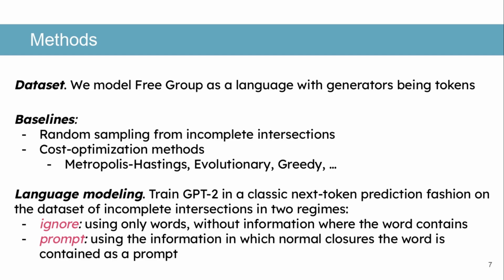An interesting representative among these methods is greedy. These methods generate a word token by token, trying to greedily minimize the cost on every iteration. As for the language modeling, we use GPT-2 and train it in the classic next token prediction fashion in two regimes. We call the first regime ignore. We use only words from the dataset and not the information about which normal closures contain this given word. And the second regime is prompt. We use this information as a prompt, so the input sequence in this case is special symbols denoting in which normal closures this word is contained, and then some special delimiter and the word itself.